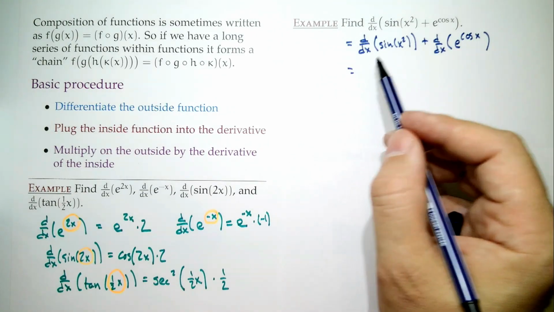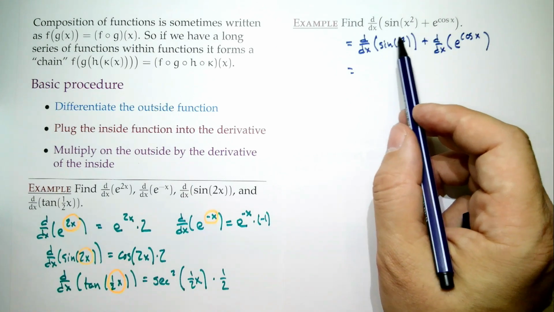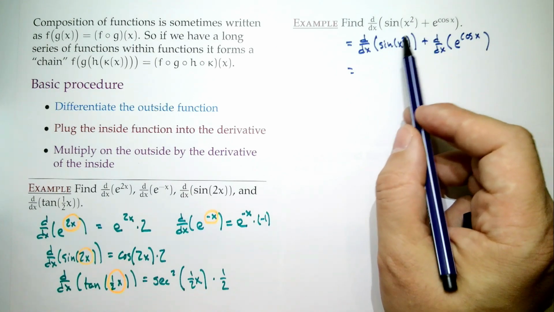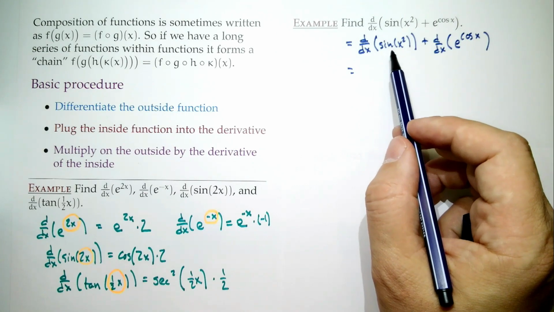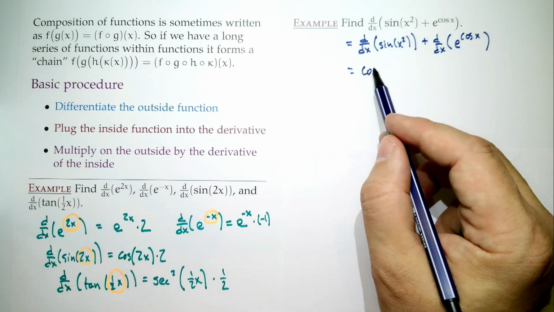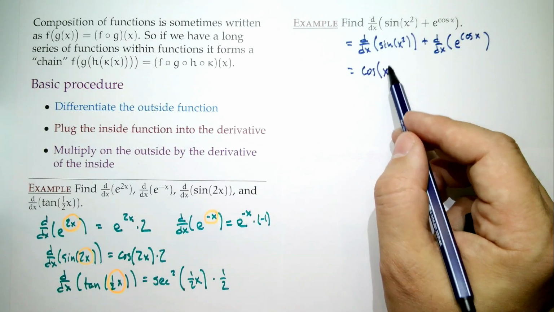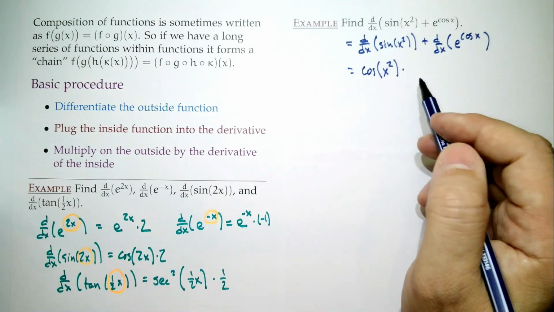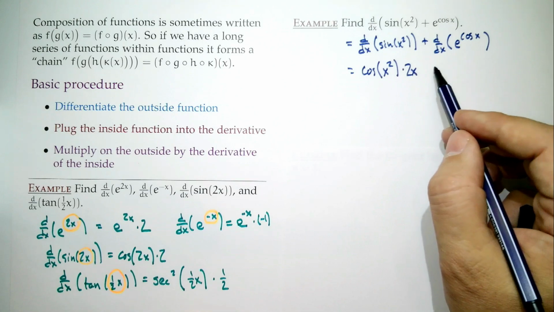All right. So for sine of x squared, I think the parentheses give away the inside is x squared. The outside is the sine. So taking the derivative of the outside, cosine. What do we plug in? X squared, times 2x, the derivative of the inside. Derivative of x squared is 2x.